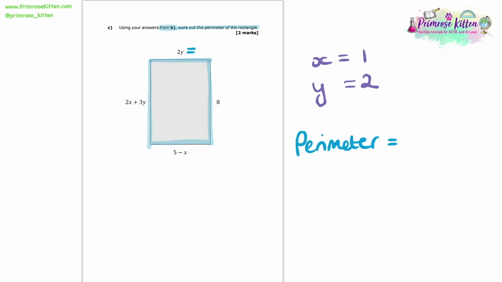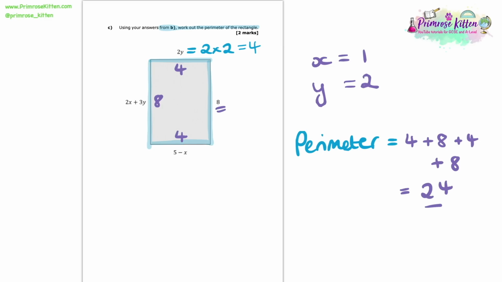We can do it that way, but I can also do it in a simpler way. 2y is going to be 2 times 2, as of course y is 2. That gives us 4 for that side. Because it's a rectangle, we know that the bottom side is also 4. The right-hand side is 8, and so the left-hand side is 8. So for that reason, we can say that the perimeter is 4 plus 8 plus 4 plus 8, and then we end up finding that final perimeter of 24. And that there is our answer.